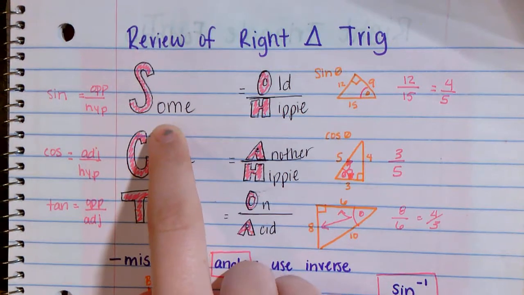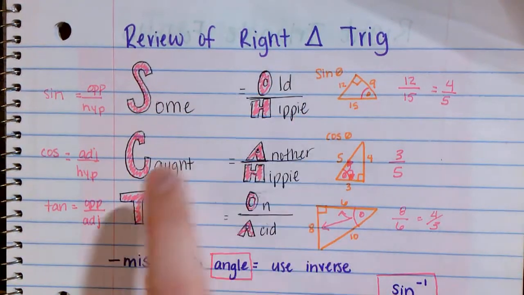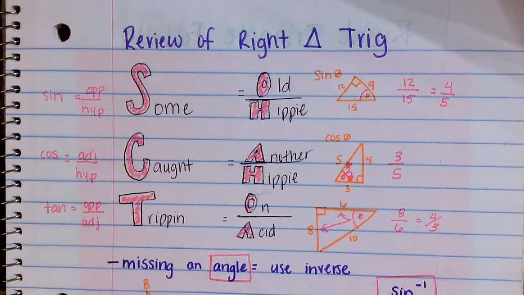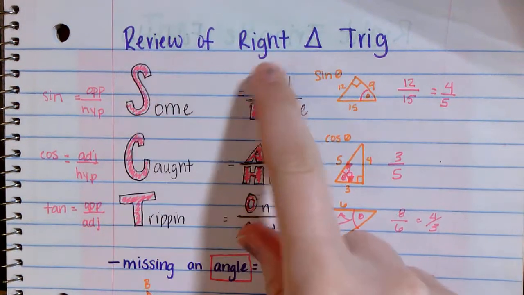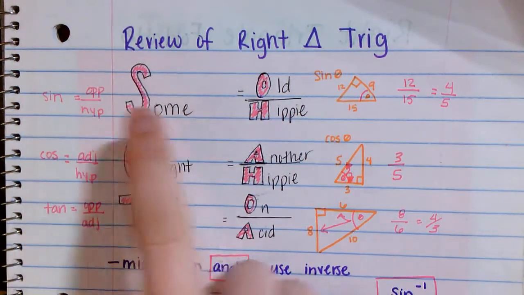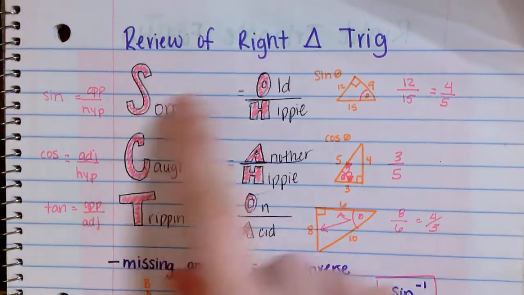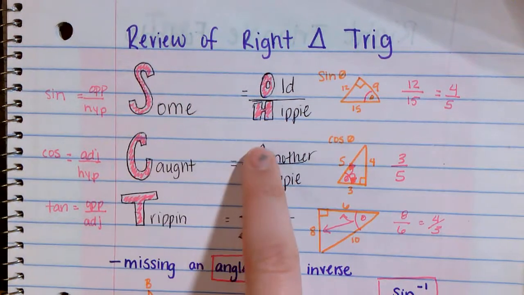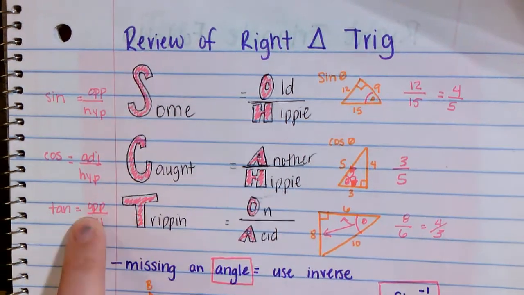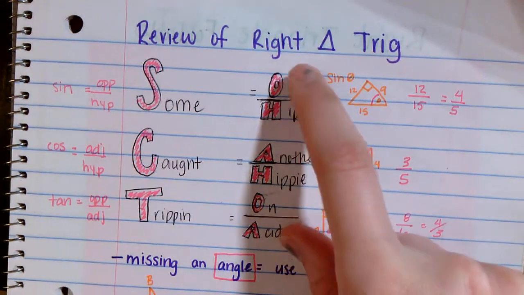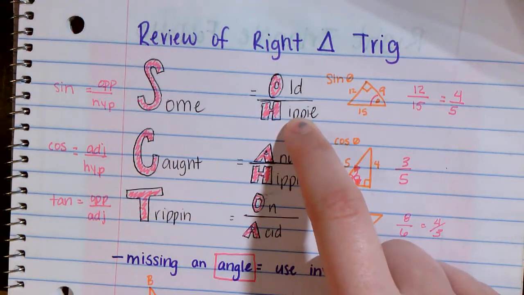So we can always remember it as some old hippie caught another hippie tripping on acid. And I've heard this since I was in school, so it's been around. And the first letter of each word helps us remember the sides that go with the function. So some old hippie is sine, opposite over hypotenuse. Caught another hippie is cosine, adjacent, hypotenuse. And tripping on acid is the tangent, opposite, and adjacent. And remember that it's this divided by this every time.